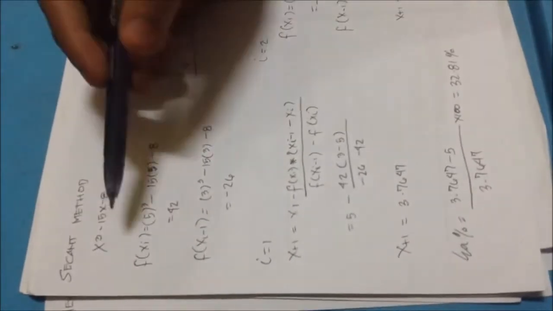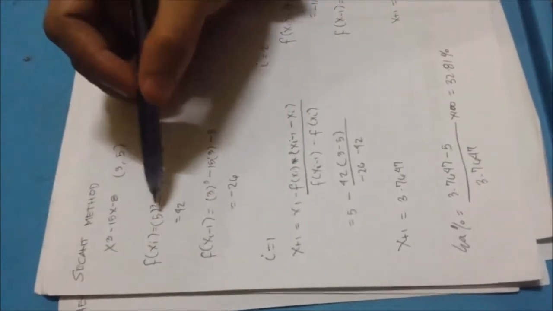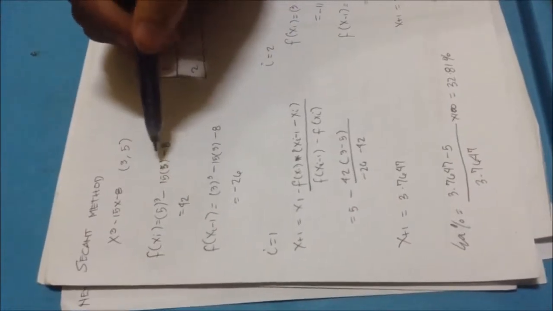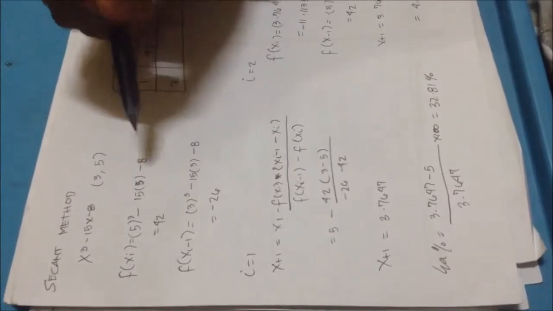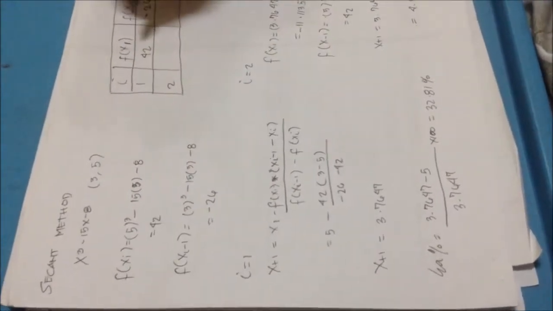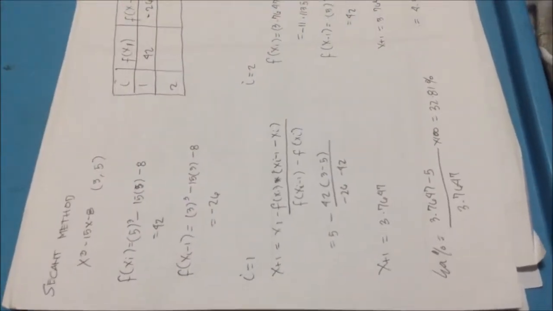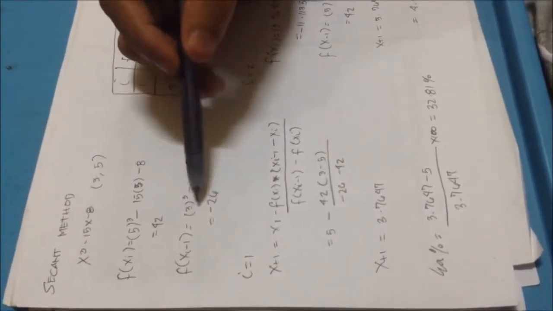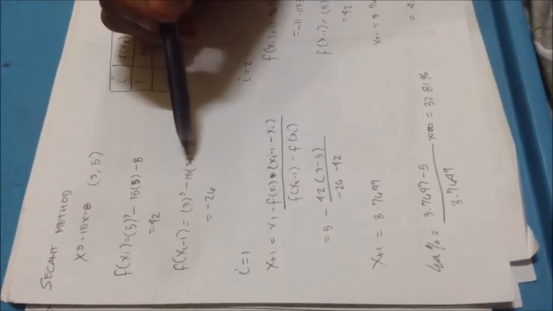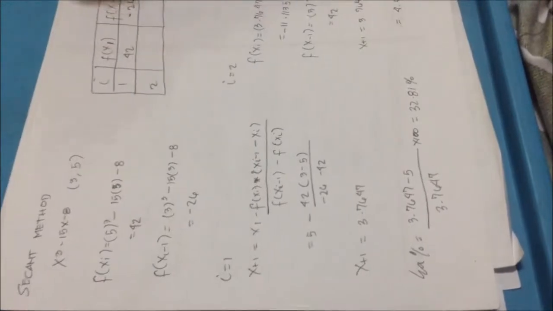So to get the value of f of x sub i, just substitute the value of x1, which is 5 raised to 3 minus 15 multiplied by the value of x1, which is 5, minus 8, which is equal to 42. Then to get the value of f of x sub i minus 1, just substitute the value of x sub 0, which is 3. Then 3 cubed minus 15 multiplied by 3 minus 8 is equal to negative 26.